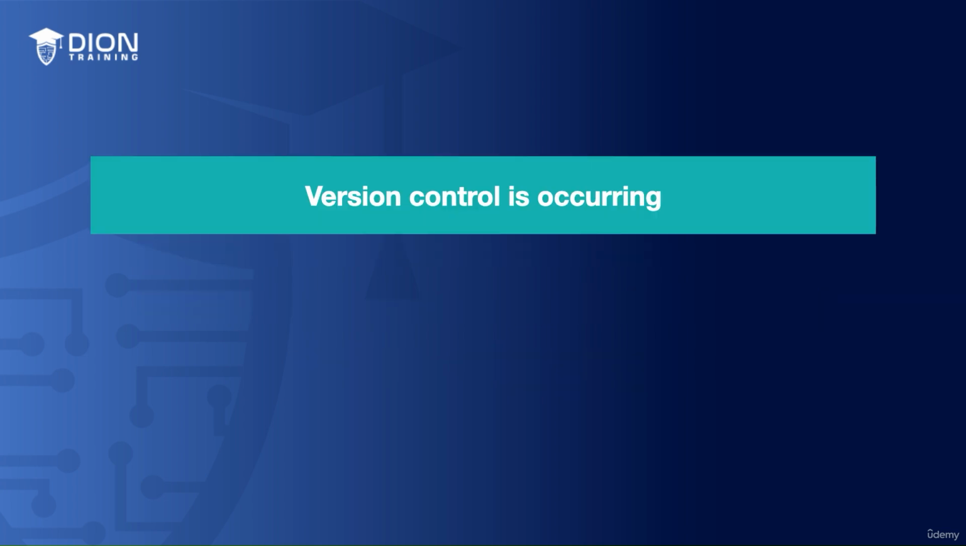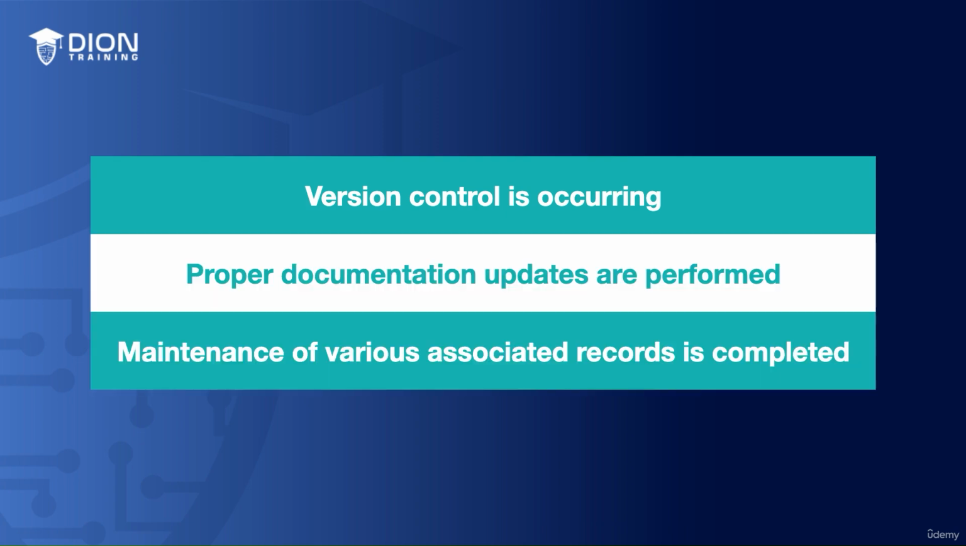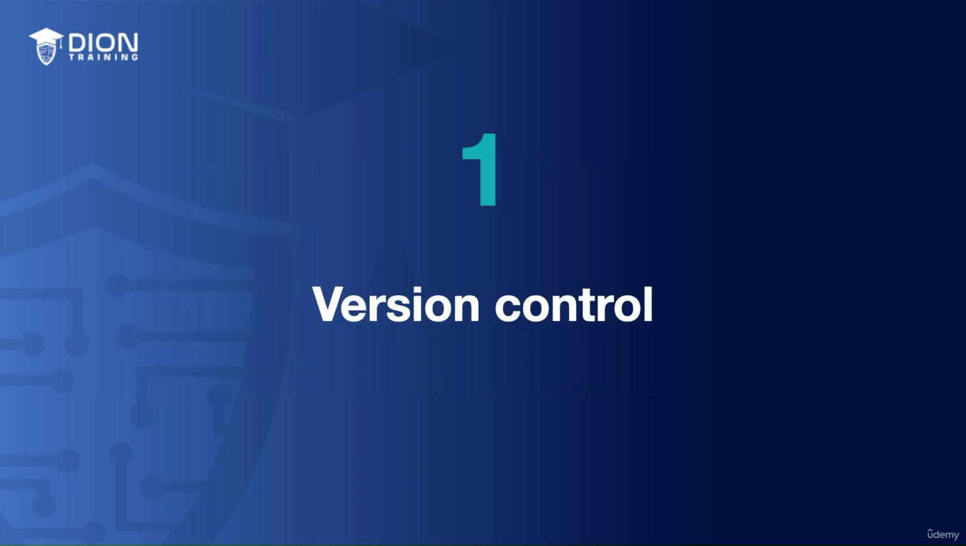Now, when it comes to documenting changes, we're going to be looking to ensure that version control is actually happening, that proper documentation updates are being performed, and that maintenance of various associated records is being completed as needed. Now, first, we have version control. Each change we implement can carry with it numerous other changes or impacts on your systems and networks. Version control is the safety net that ensures our changes do not create more chaos.